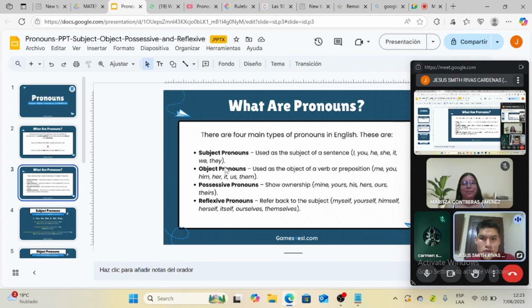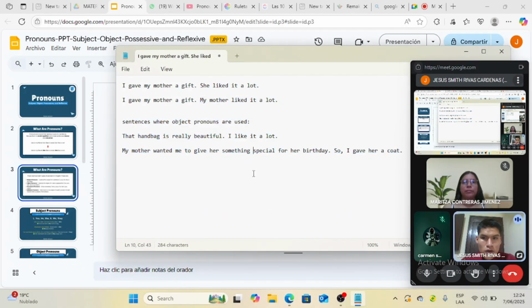So let's continue to the third type of pronouns, which is possessive pronouns. These are used to show ownership. These are mine, yours, his, hers, ours, theirs. These are used to replace a possessive adjective and a noun. Well, I'm going to show you what I mean by this.